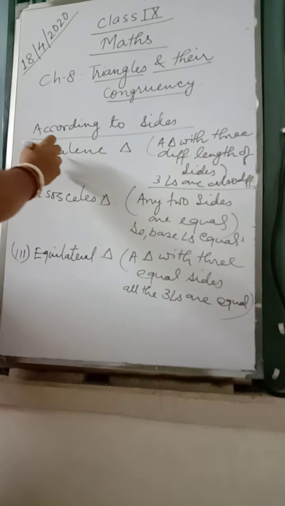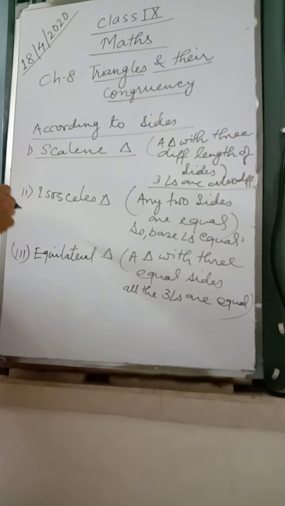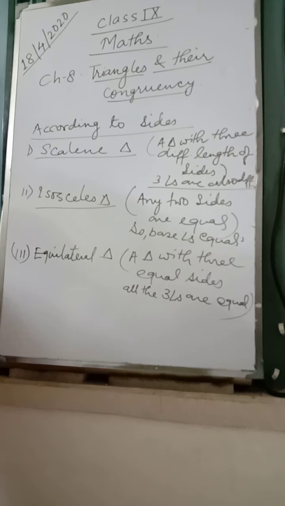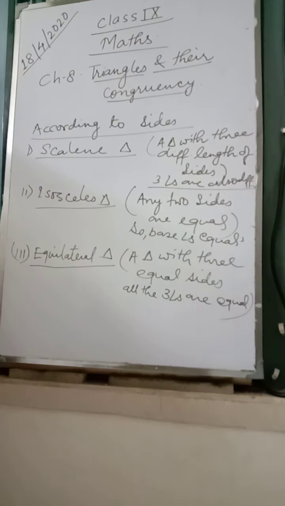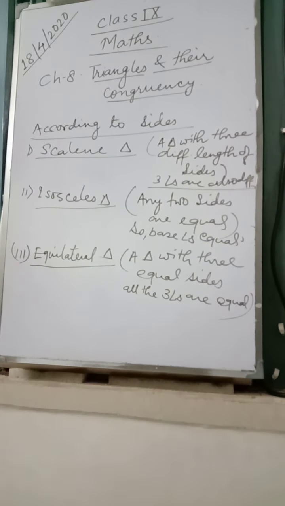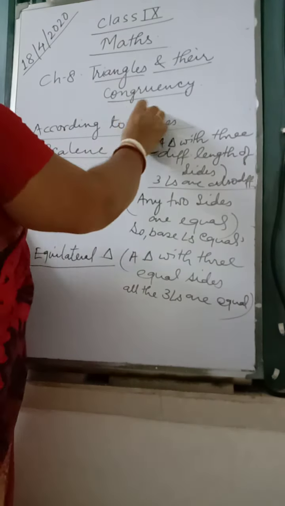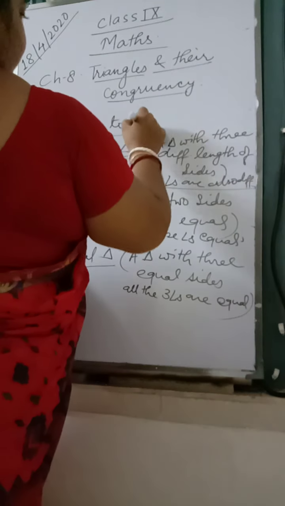Now, according to side, there are 3 types of triangles. Scalene triangle, in which all the 3 sides are different in length. Isosceles triangle, in which there are 2 sides of equal length. And third is equilateral, a triangle with all the 3 sides equal. And now according to angle, there are 3 types of triangle. What are they? Acute angle triangle, obtuse angle triangle and right angle triangle.